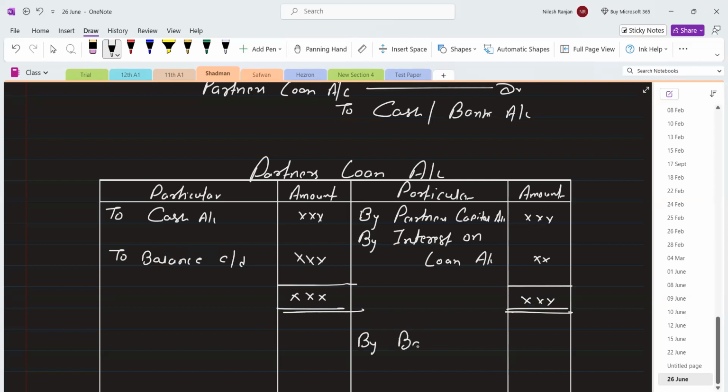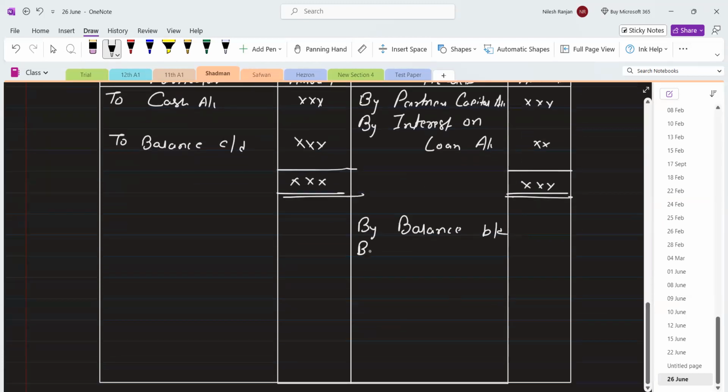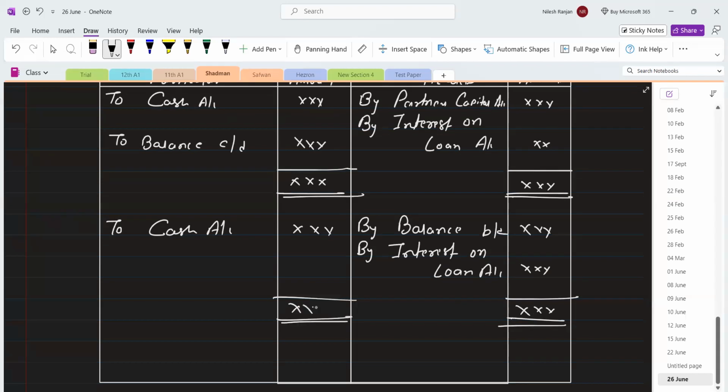Now this will go on the credit side again, by balance b/d. Again, in the next year, we will charge interest and pay the amount at the end of the year. So by interest on loan, and on the debit side, it will be to cash. So like this, we will do every year, and when the full amount of loan is paid, then this account will be closed. Until then, you have to prepare this account. So this is your loan account.